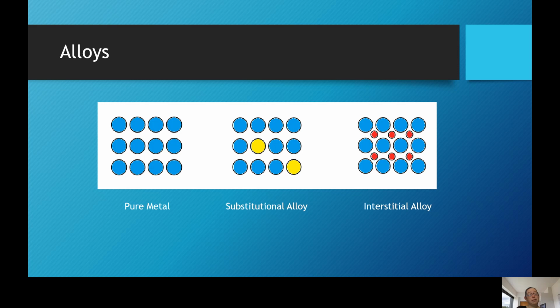All right, so that's pretty much it for metallic bonding. This is the easiest form of bonding out of the three.